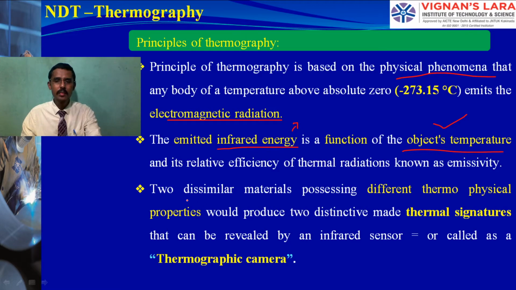Two dissimilar materials possessing different thermomechanical properties would produce two different thermal signatures. It means one at one temperature, another maybe at another temperature according to its thermal capability. That can be revealed by infrared sensors, called a thermographic camera. So now we are going to extend our studies towards thermographic cameras.